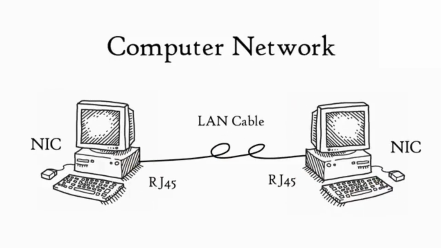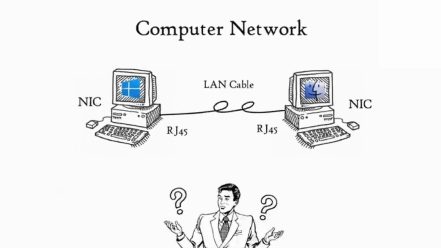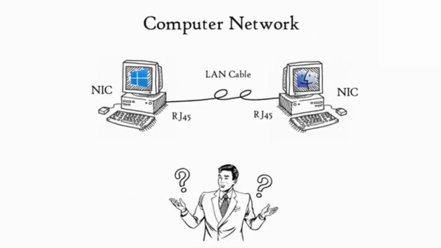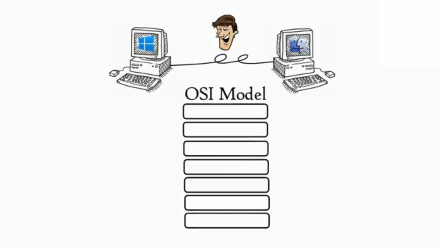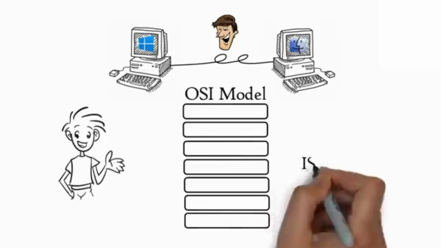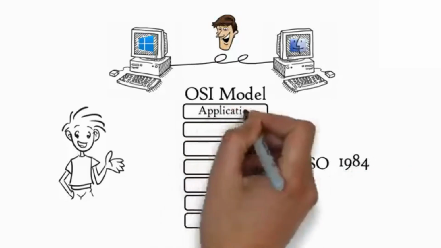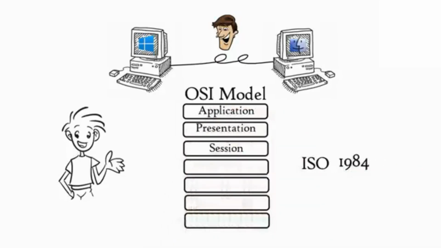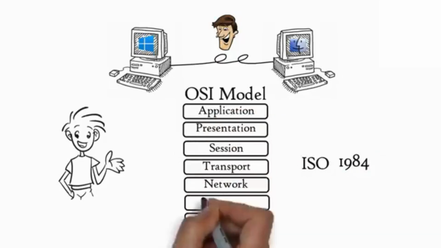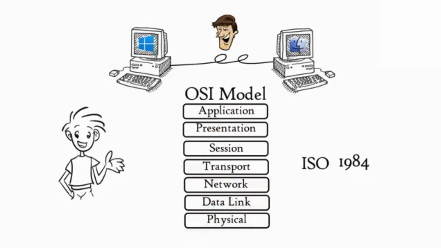But if one computer is based on Microsoft Windows and the other one has Mac OS installed, then how are these two computers going to communicate with each other? In order to accomplish successful communication between computers or networks of different architectures, the 7-layered OSI model, or Open System Interconnection Model, was introduced by the International Organization for Standardization in 1984, containing application layer, presentation layer, session layer, transport layer, network layer, data link layer, and physical layer.